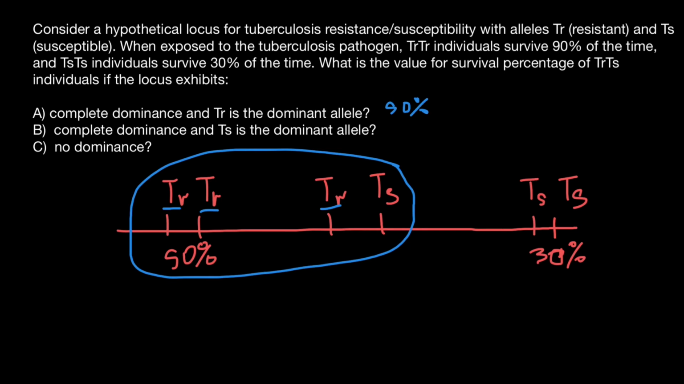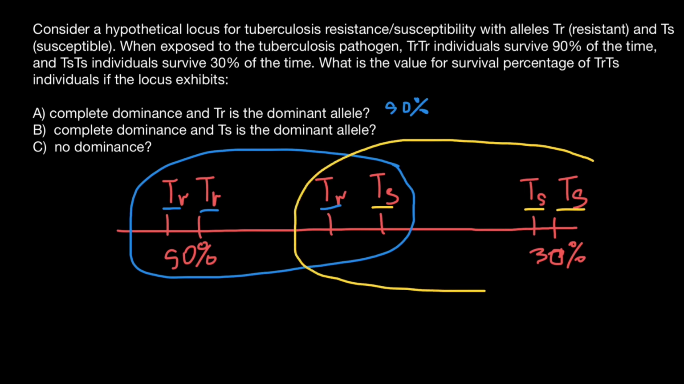Question B, complete dominance and TS is the dominant allele. So this time this is going to be the dominant genotype, and the heterozygous genotype also has this allele, and that means that both the heterozygous genotype and the homozygous dominant genotype for this trait would show 30% resistance to this disease, so 30%.